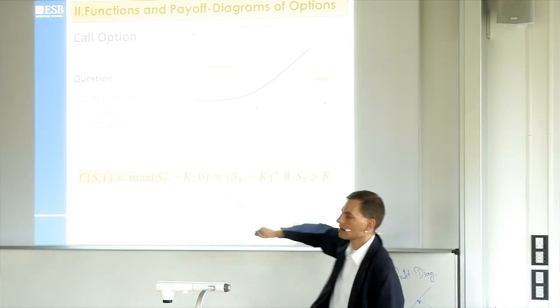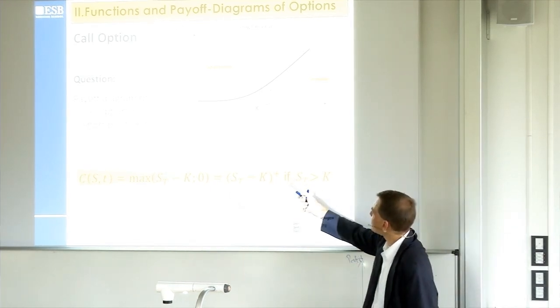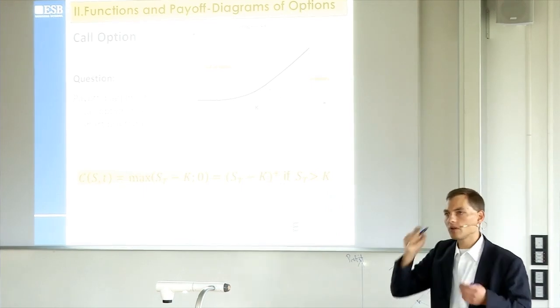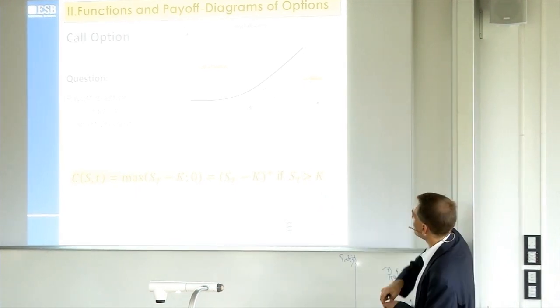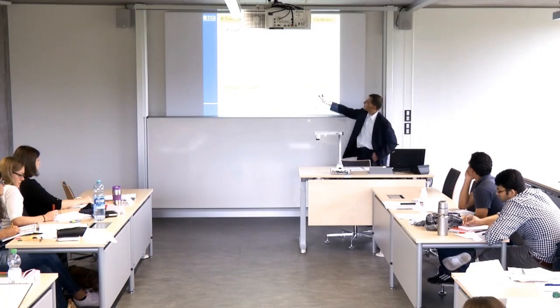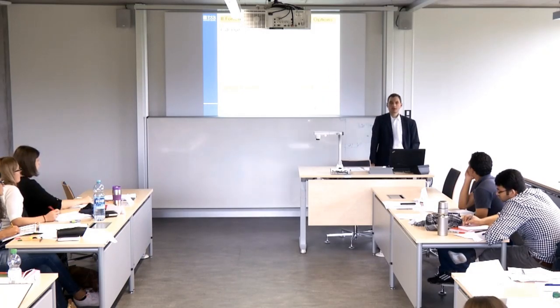It's a short writing of the first, and this is obviously only positive, and exercised if ST is equal or greater than the strike price K. So this is the mathematical representation of my red curve.